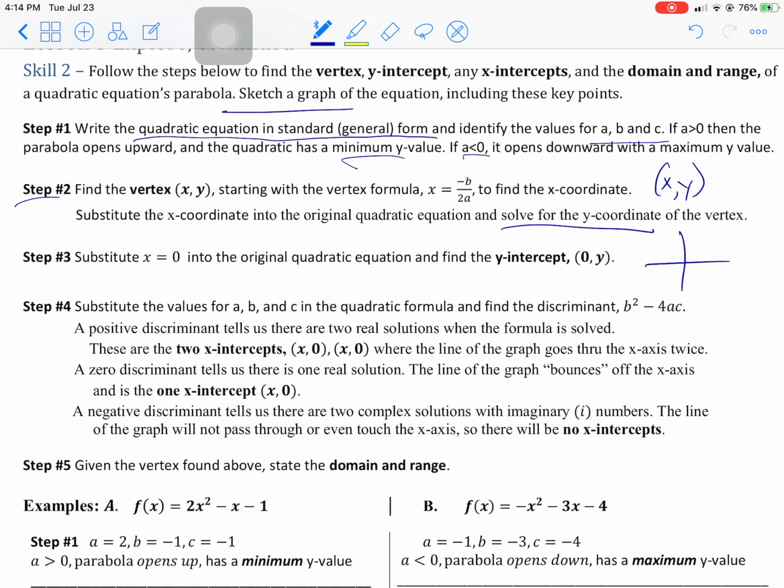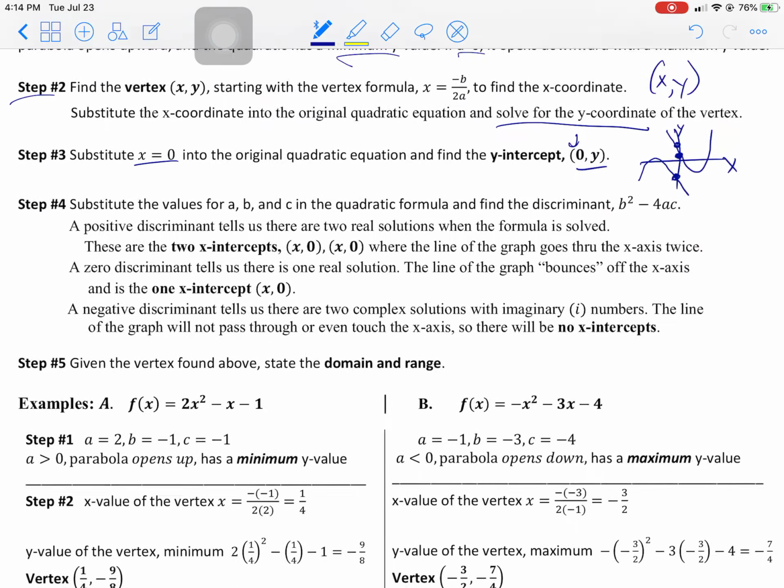Think about it. This is the y-axis, this is the x-axis. The y-intercept is along here somewhere. So let's say you have a parabola that kind of goes like that. It's going to go through in one place. Let's say you have one that kind of looks like that. It's going to go through your y-axis in one place. Its ordered pair is going to be (0, y). Okay? To find that, because this is 0, we're going to substitute 0 back into the quadratic equation and find out when x is 0, what is y.